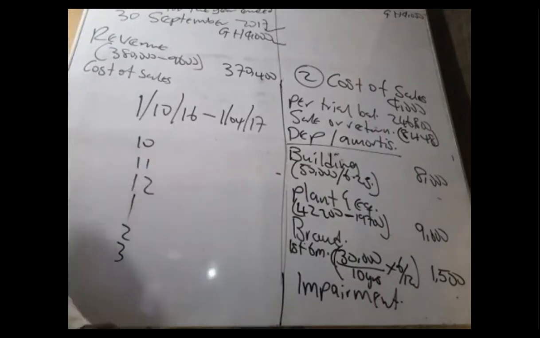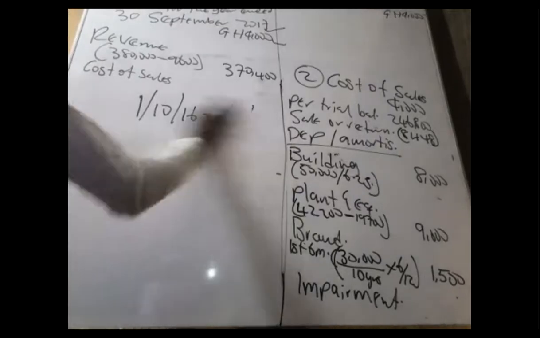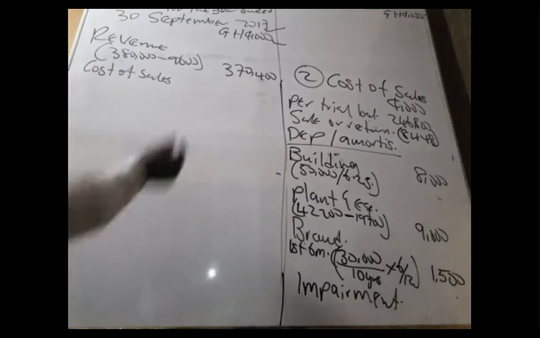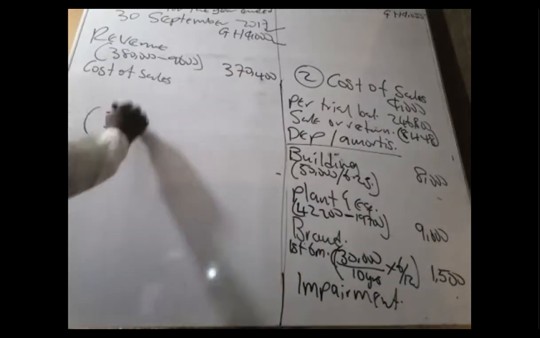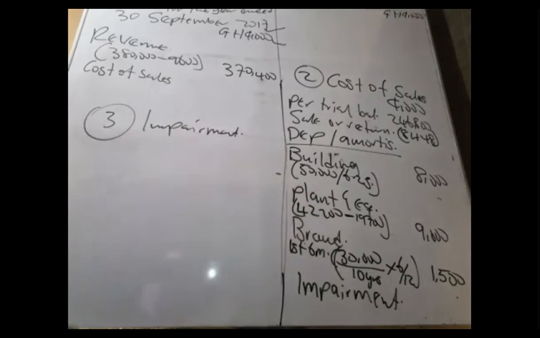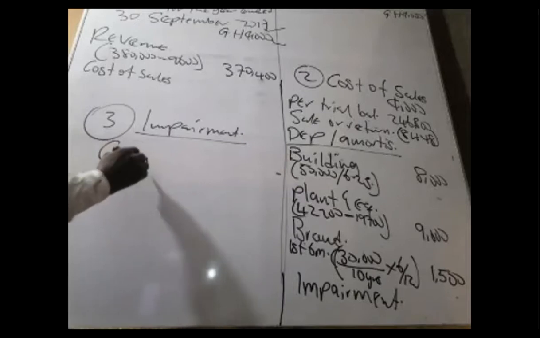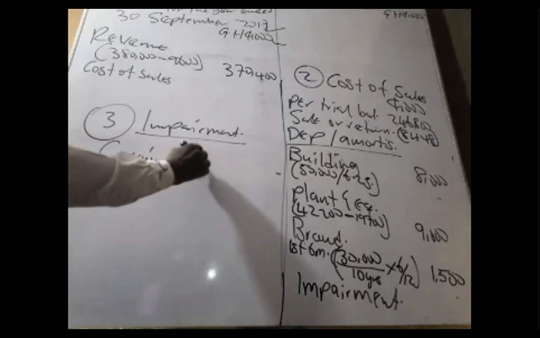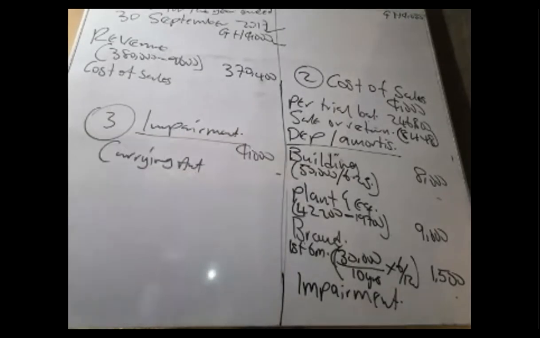The impairment workings. So that working is number two. So working is number three. I read here impairment. For impairment, first of all, we need the recoverable amount and we need the current amount, the carrying amount of the asset at the date of impairment. Don't forget your currency.